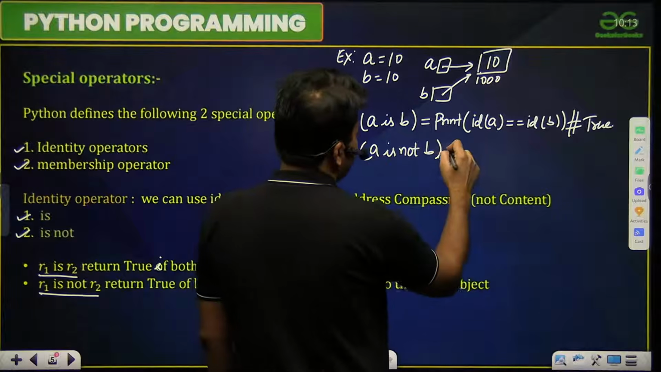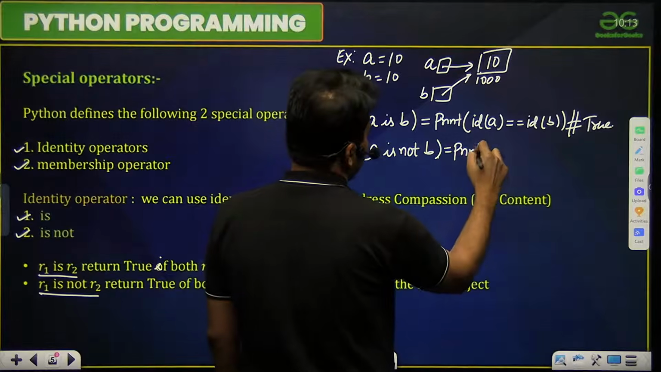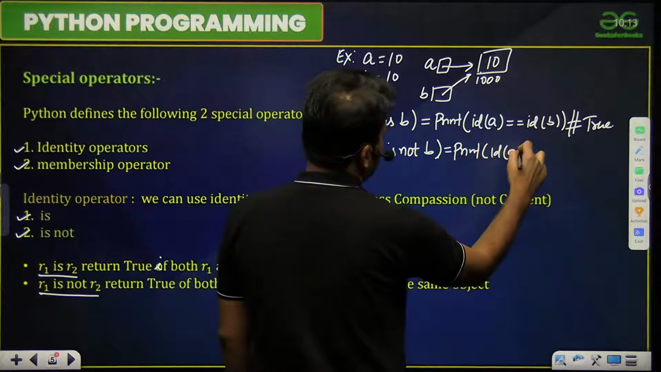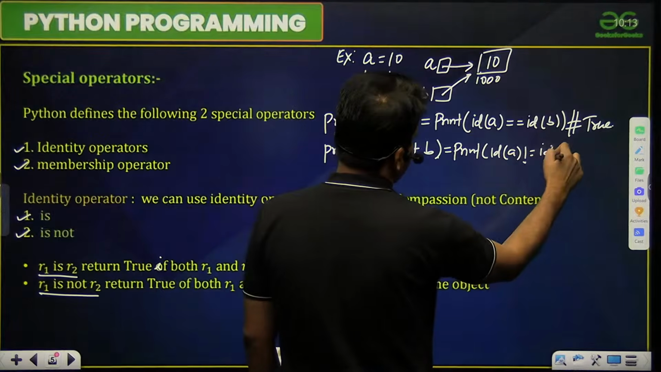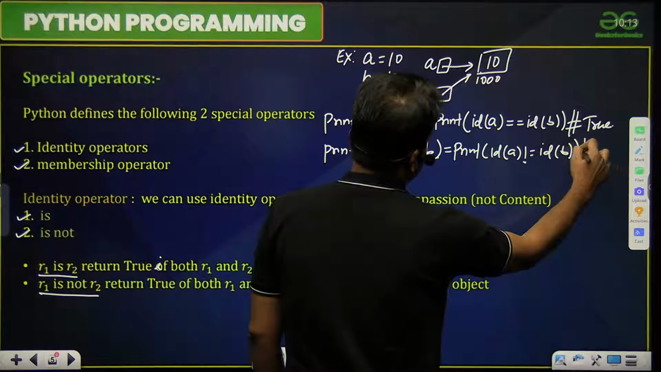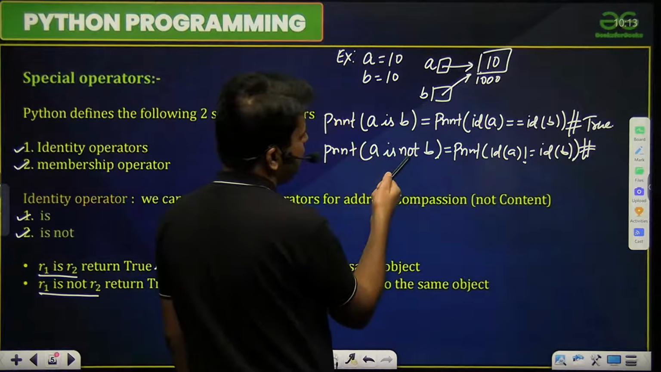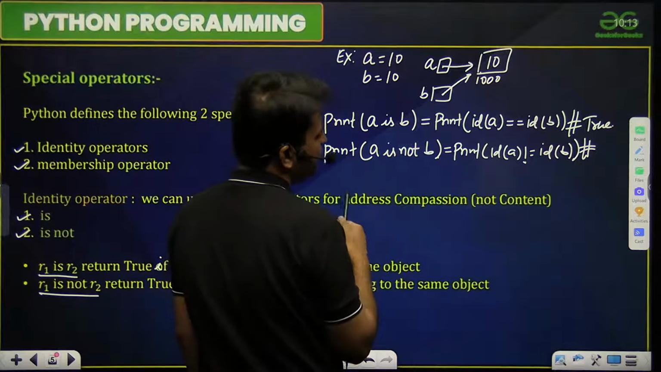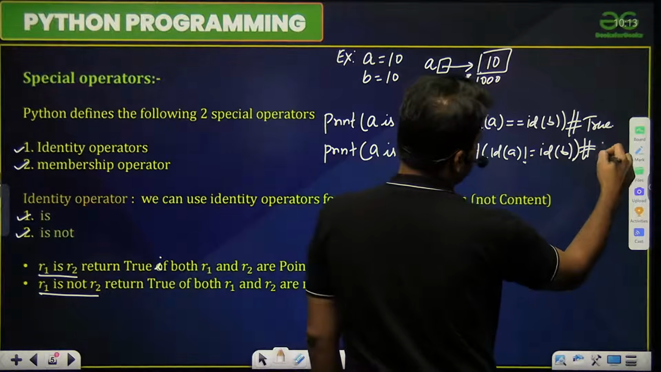A is not B means what, sir? Basically, you are checking whether ID of A is not equal to ID of B. Is it true? No, this is false. A is not B means ID of A is not equal to ID of B. Both are not different, both are the same. So that's why this is false.